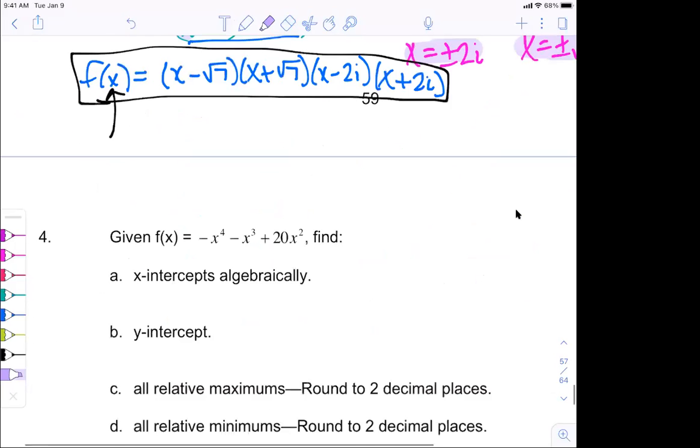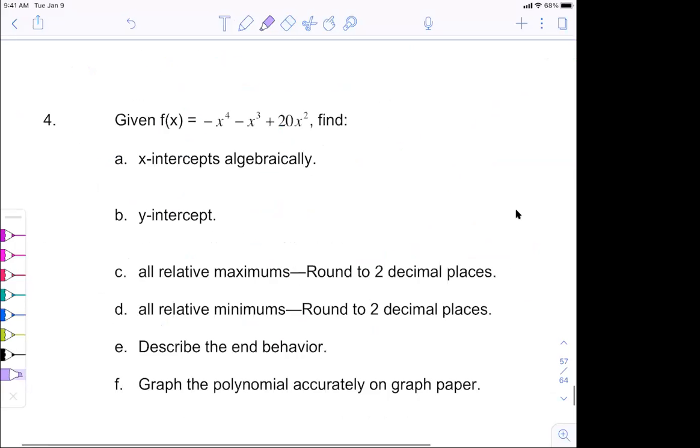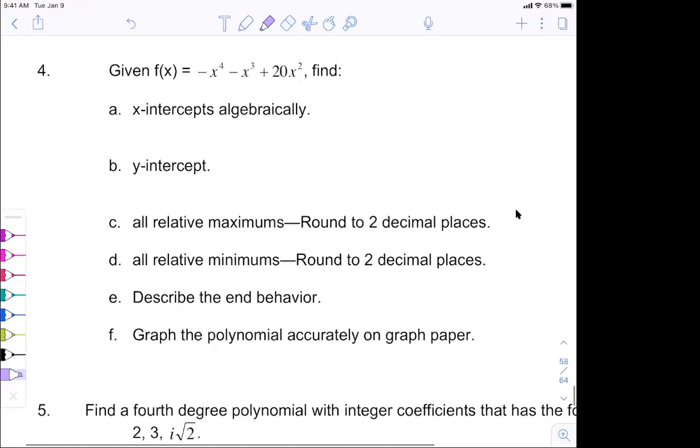Looking at number 4, I'm not going to go over number 4, but this is another trinomial, 3 terms, and this is also like regular old factoring. So A says find the x-intercepts algebraically. Pull out a GCF. It has a GCF. Pull that GCF out and then factor it. So you're going to set it equal to 0, pull a GCF out, regular old factoring for that problem.